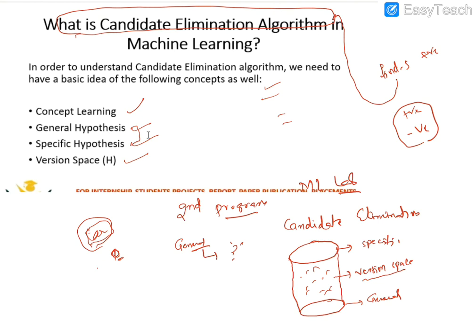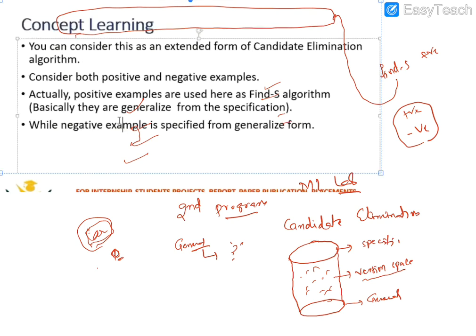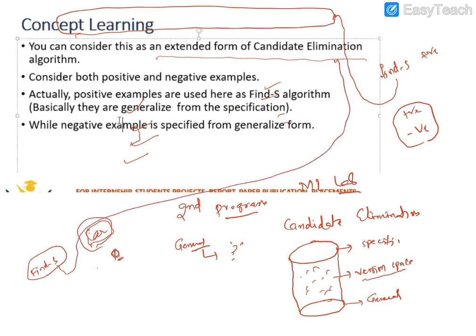So let's look at some more details. You can consider this as an extension of the Find-S algorithm. Whatever concepts we learnt in the Find-S algorithm, this is the extension, and here we are going to consider both positive and negative examples. Already I told you. Positive examples were already used in the Find-S algorithm, and now we are going to have negative examples. So it is specified from the generalized form.